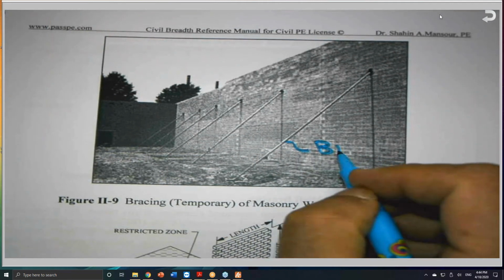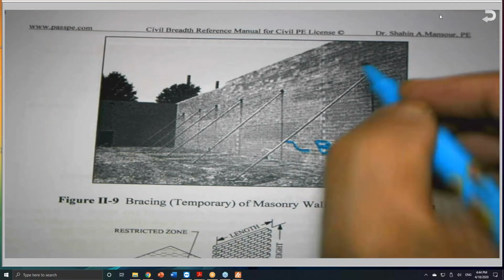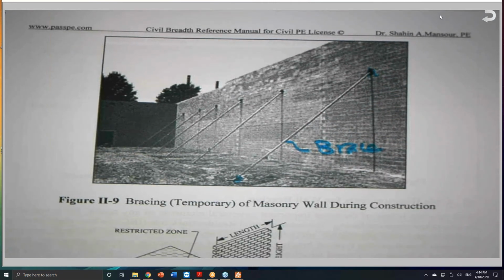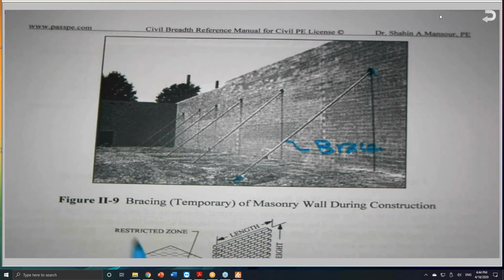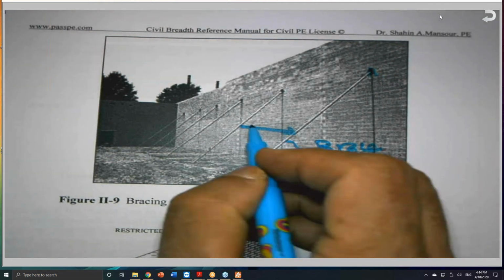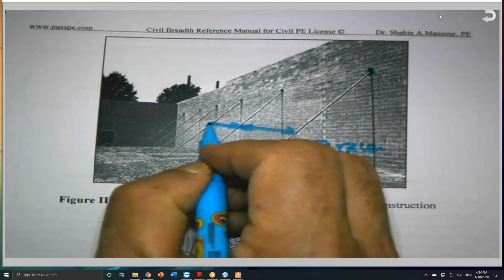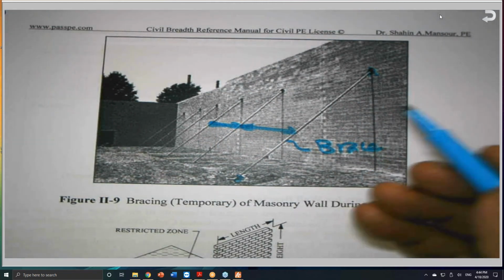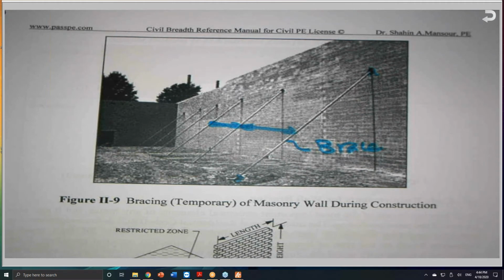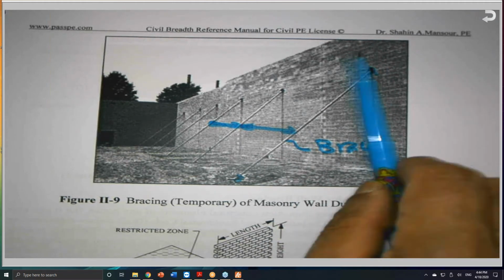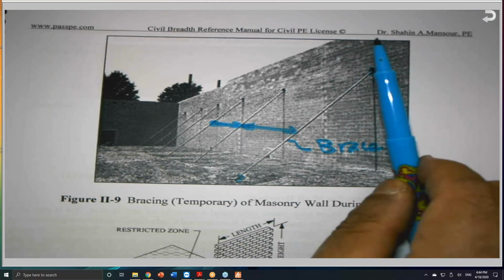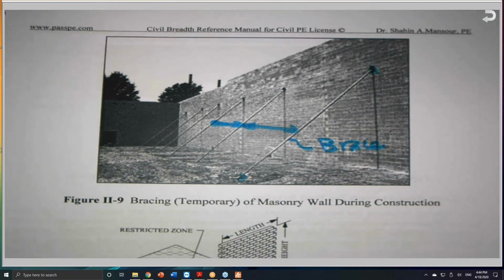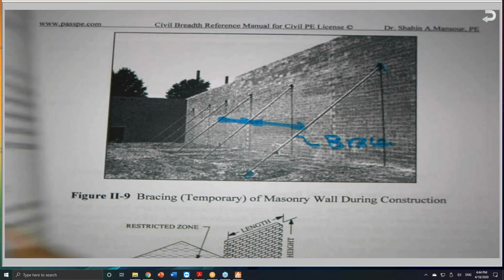A brace is supporting the wall here and supported at the ground. And this is the distance between two braces. So they are spaced such that they will be capable to resist any wind, because while the wall is still gaining its strength, we need to provide some kind of support.